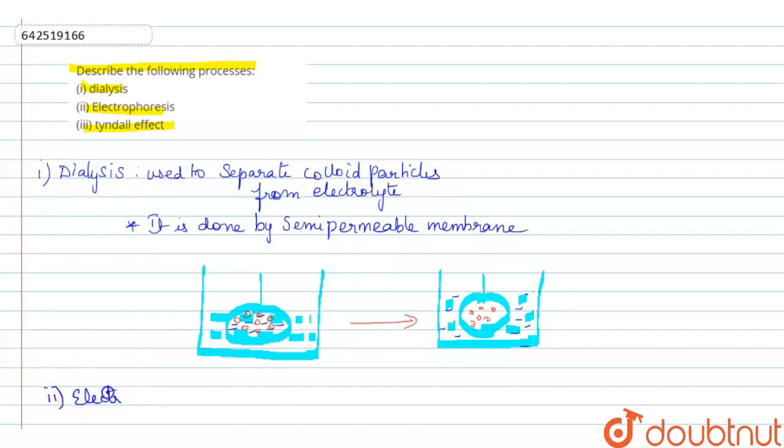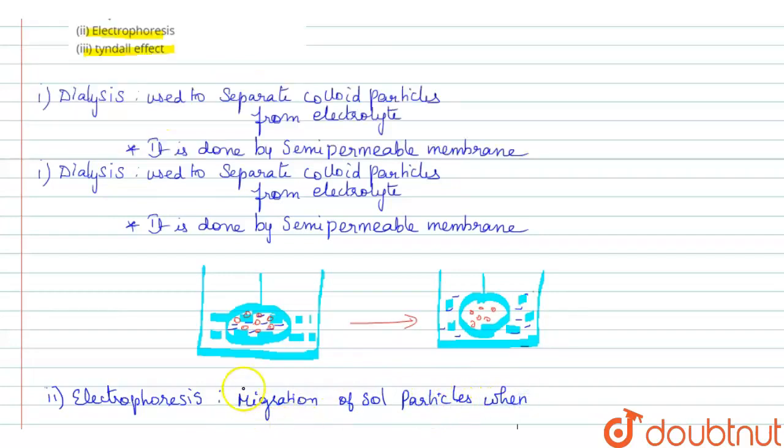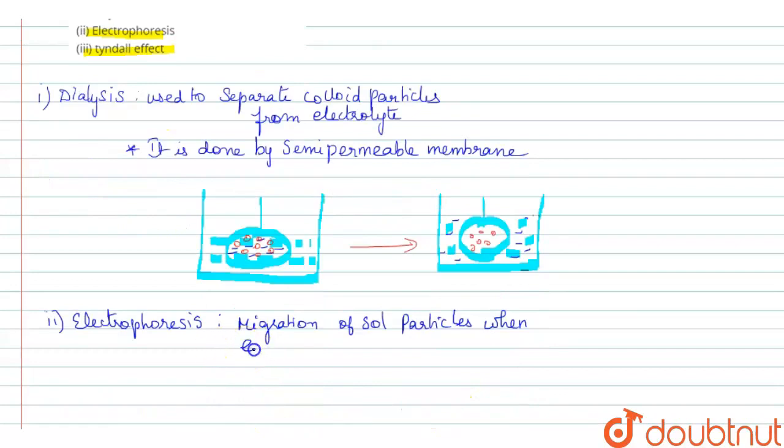Electrophoresis is a method in which the migration of the particles takes place. When an electric field is applied, the charged particles will migrate. That is electrophoresis. Let us illustrate this with the help of a diagram.